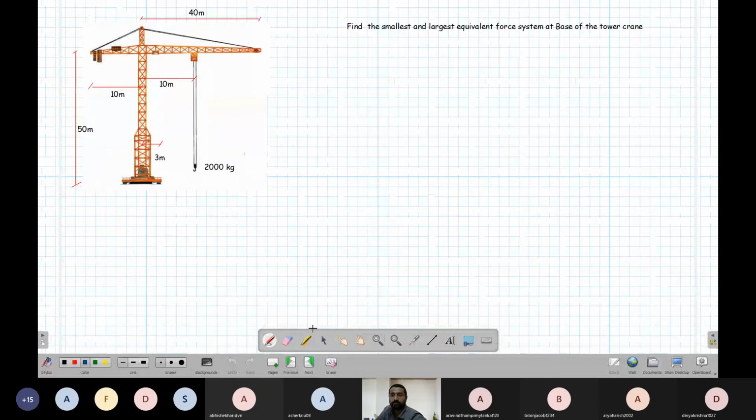Right? Now next, another question: find the smallest and the largest equivalent force system at the base of the tower crane. Okay, so basically the tower crane, the 40 meter, can travel up to this point. The maximum load it takes is 2000 kg. Same, similar. Now the question is about travel. It can travel in this direction, right? It can travel in this direction. So it is asking what is the largest, or maximum, force and what is the minimum force that will come at the base?